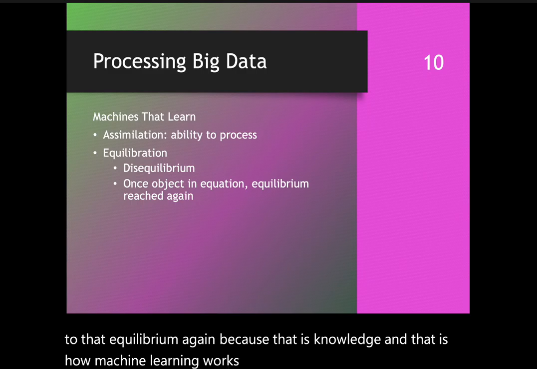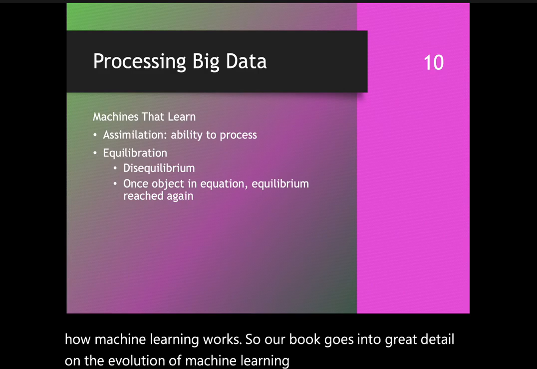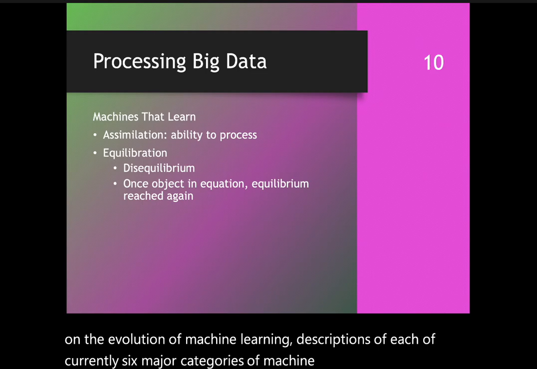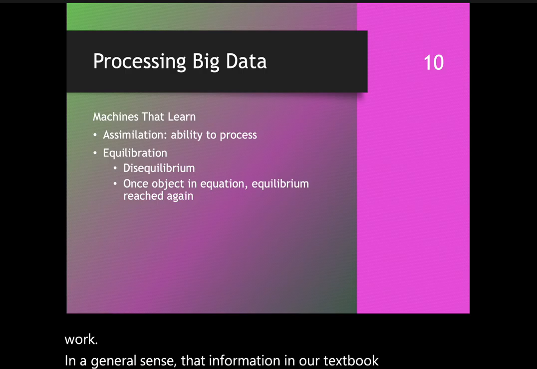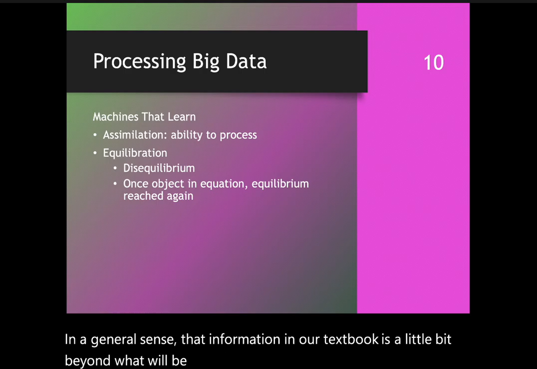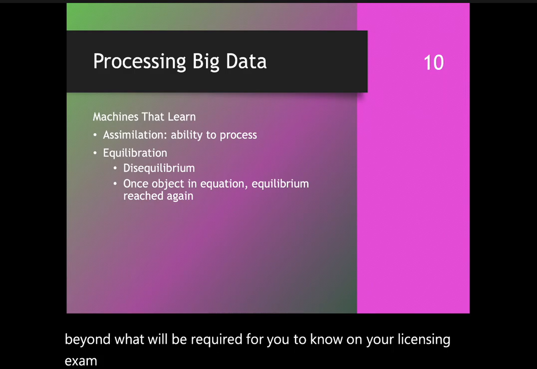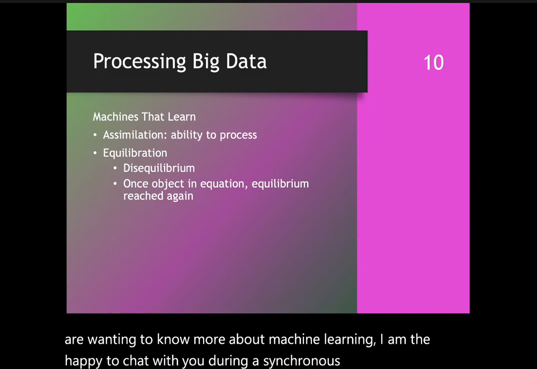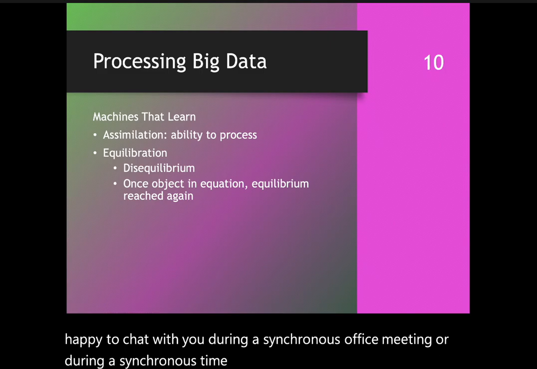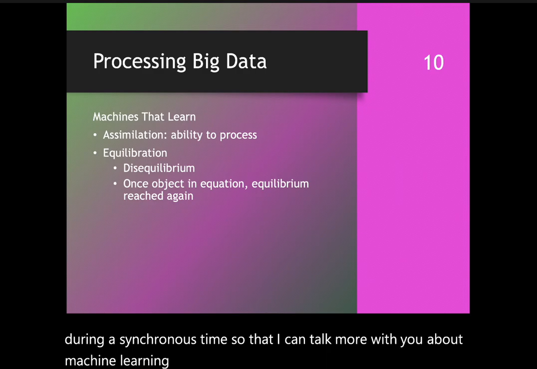So, our book goes into great detail on the evolution of machine learning, descriptions of each of currently 6 major categories of machine learning, and how they work in a general sense. That information in our textbook is a little bit beyond what will be required for you to know on your licensing exam, so I'm not going to be covering it in our lecture. But if you are wanting to know more about machine learning, I am happy to chat with you during a synchronous office meeting or during a synchronous time so that I can talk more with you about machine learning because I'm happy to do that.